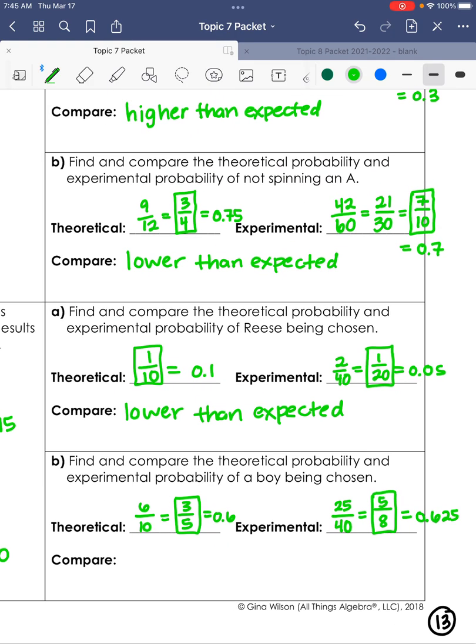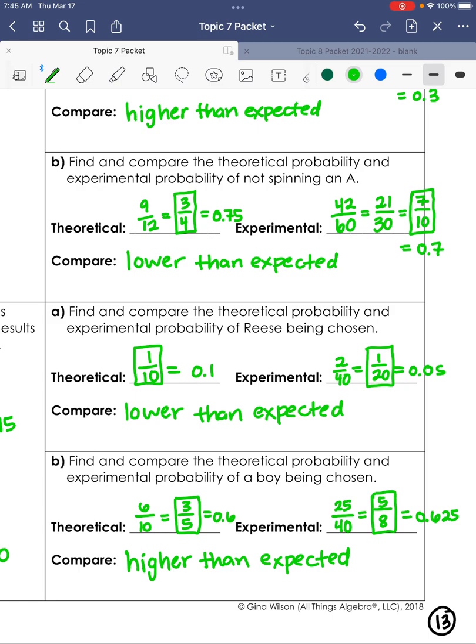Okay, so now I've got my theoretical and my experimental probability. So we're comparing our decimals because our denominators are different. So 0.625 and 0.6. Remember that 0.60. So I've got to compare my hundredth spot. So I'm comparing a 0 to a 2. Which one's bigger? Well, this 2. So we could say that the experimental probability is higher than expected. That means that boy names were chosen more than we expected them to be chosen.